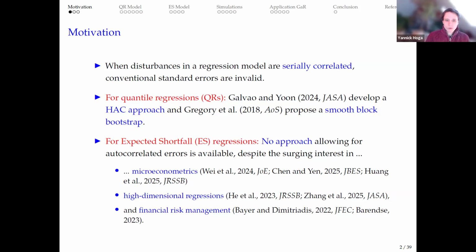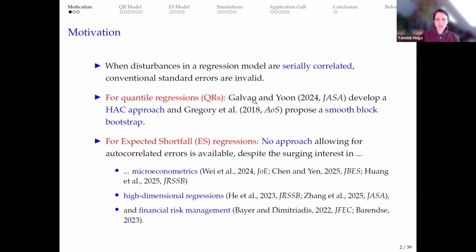Now, if you've already seen an expected shortfall regression, you may remember that expected shortfall regressions are always estimated jointly with a quantile regression for technical reasons. We'll have to do that as well. So our starting point will actually be quantile regressions. And then from quantile regressions on, we'll go to expected shortfall regressions.